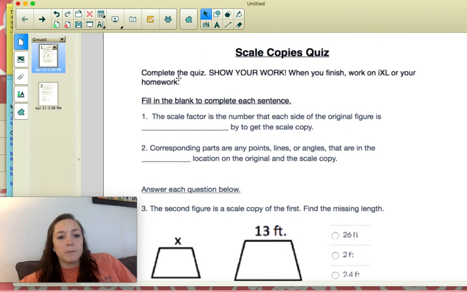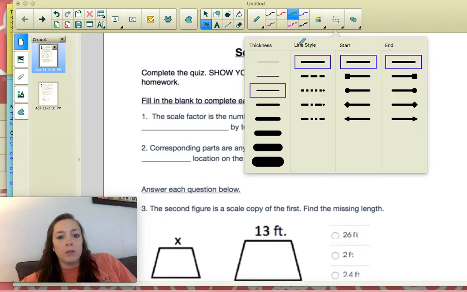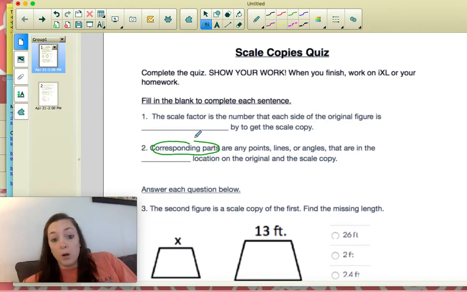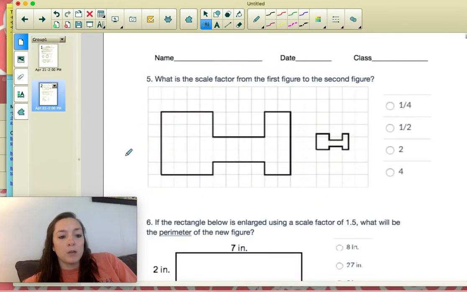So with scale drawings, we've got two things that we need to remember. First, corresponding parts that we talked about. Those are parts that are in the same location. And so like X here is in the same spot as 13 here. If I were to go to this page, this line here is in the same spot here.